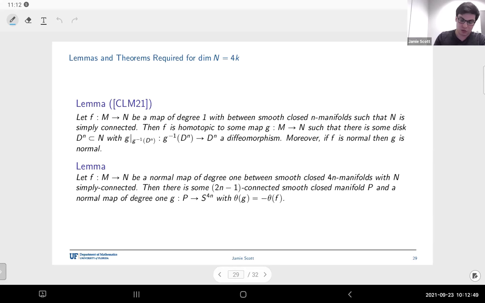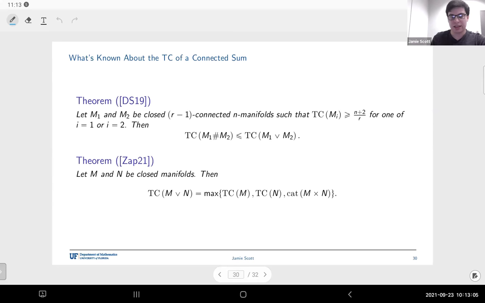This will allow us to take that connected sum with this manifold P right here that's highly connected and get rid of our surgery obstruction, and hopefully the P doesn't have too much of an impact, which is why we take it to be (2n minus 1)-connected. And so we need two more theorems. We're taking a connected sum here, so we need to bound the connected sum from above. Thanks to Dranishnikov and Sadykov, if you have two manifolds that are both r minus 1 connected, and that the TC of one of them is at least the dimension plus 2 over r, then you know that the connected sum is dominated by the wedge product.